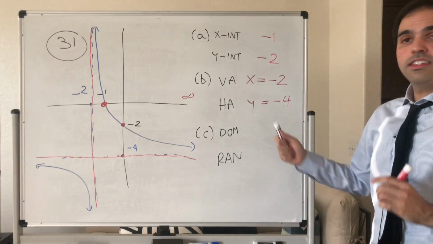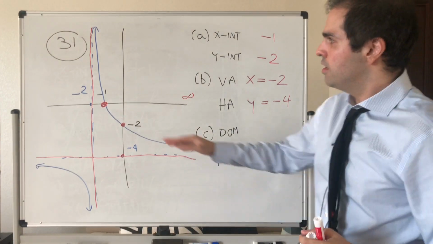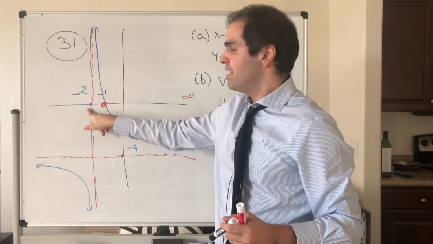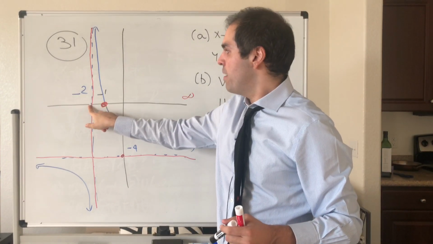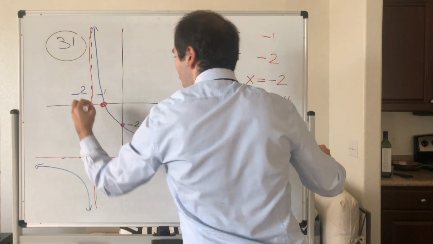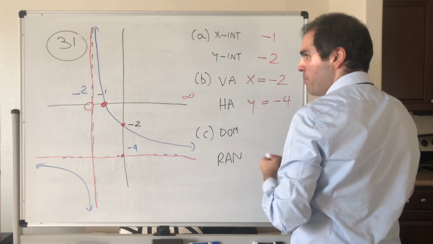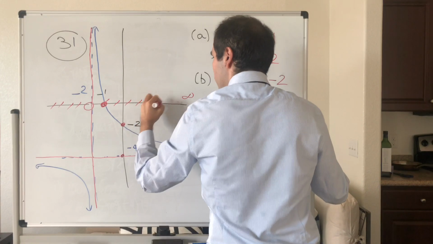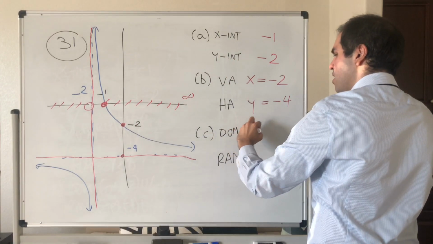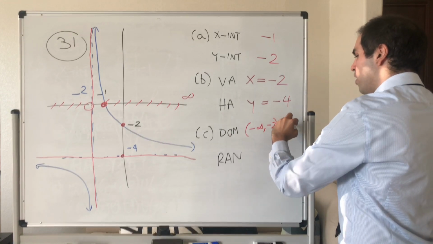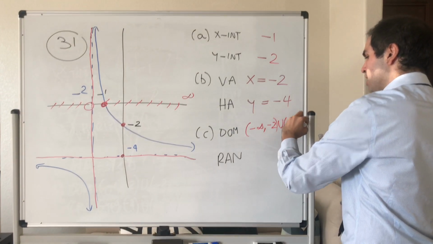Now, what's the domain of this function? Notice it's defined everywhere except for minus 2, because it blows up at minus 2. So we would like to say the domain is all the values except for minus 2. And remember, the way you write this is minus infinity comma minus 2 union minus 2 comma infinity.